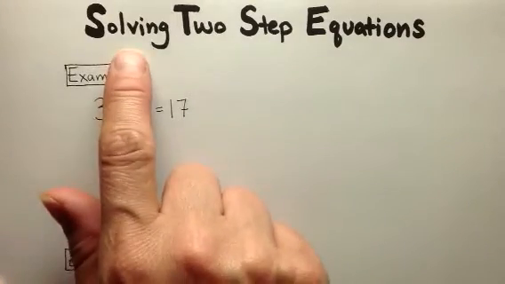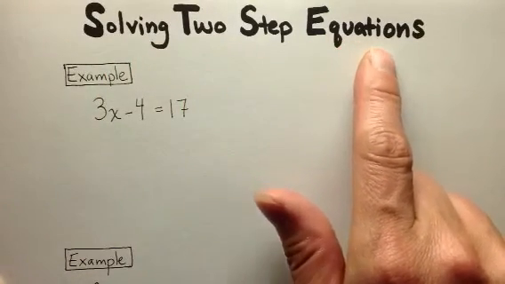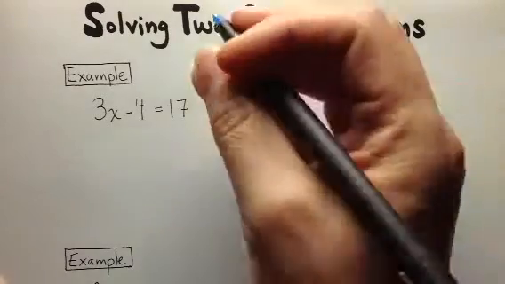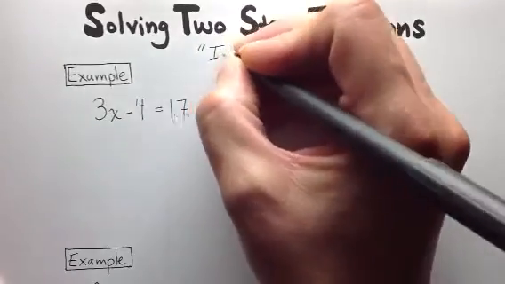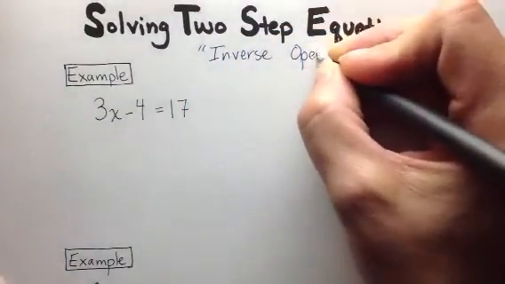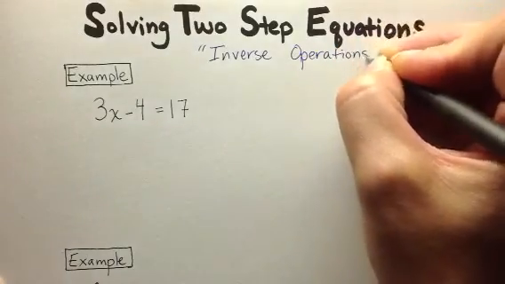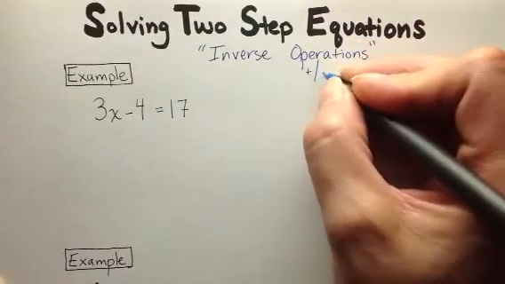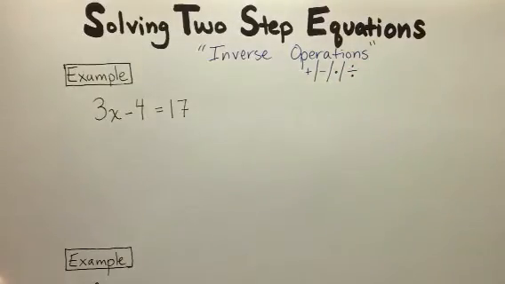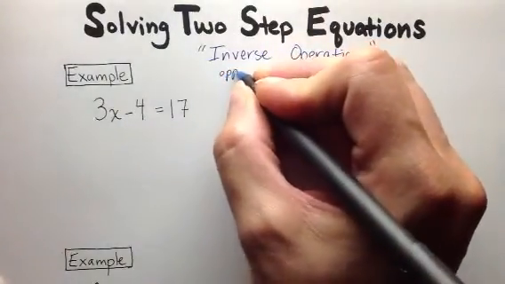Okay, let's look at solving two-step equations. Now is when it starts to get more and more important that you are able to use these inverse or opposite operations. Those are your verbs in math. You're adding, subtracting, multiplying, dividing, and so forth. So your opposite operations.